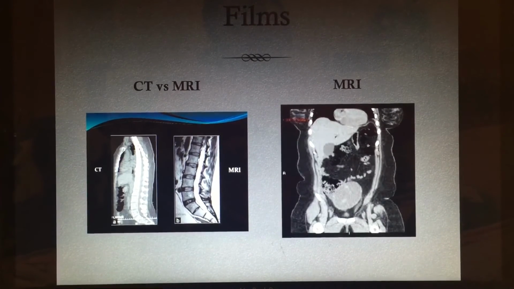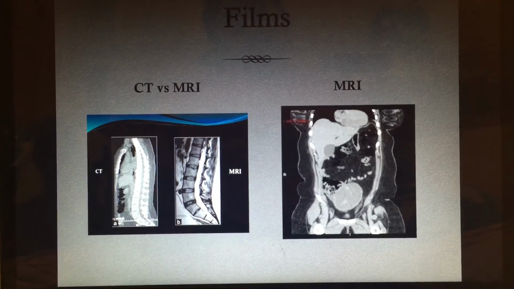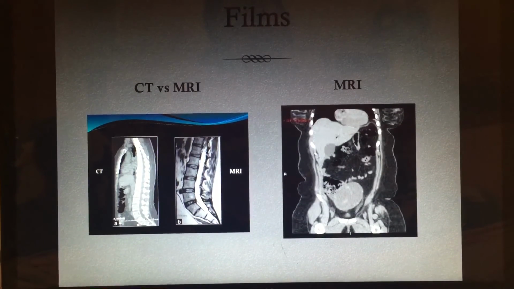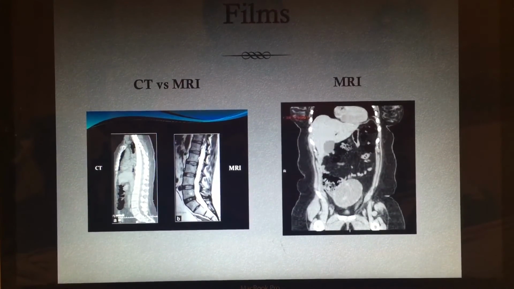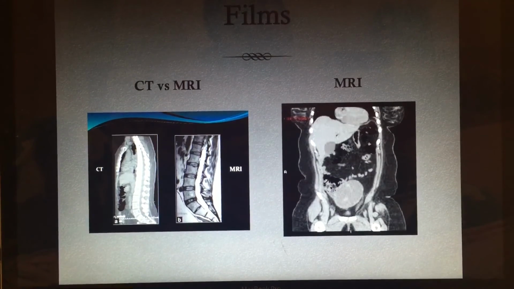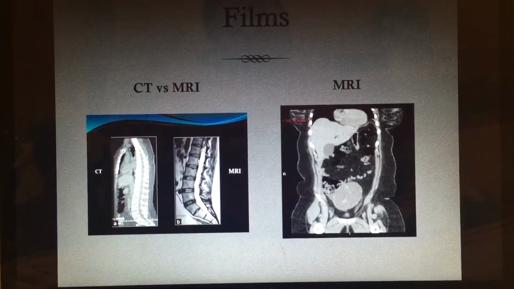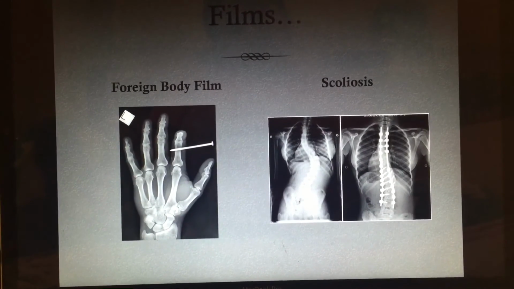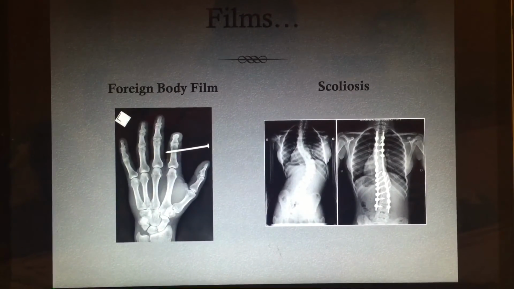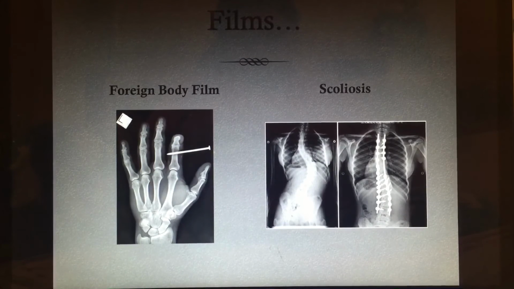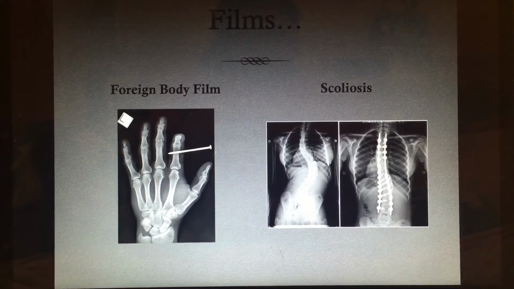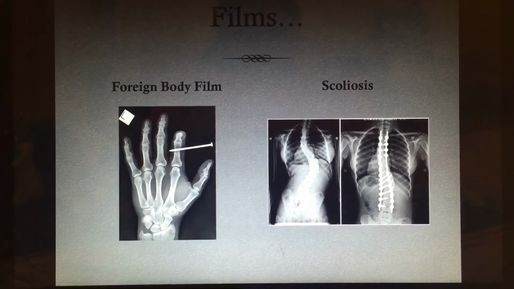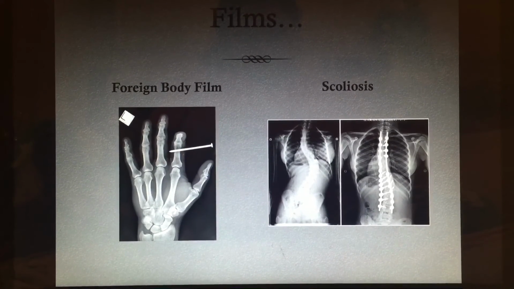In the following slides, I have some films prepared for you to see the differences between all the modalities. Here we see CT versus MRI, and also just an MRI scan. You can see the difference in detail. On this next slide, we have a scoliosis film. You can see the Harrington rod put in the second image to help the spine stay straight. We also have a foreign body film that shows a nail going right through a patient's finger.